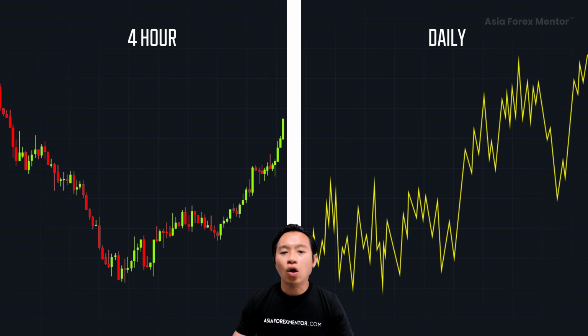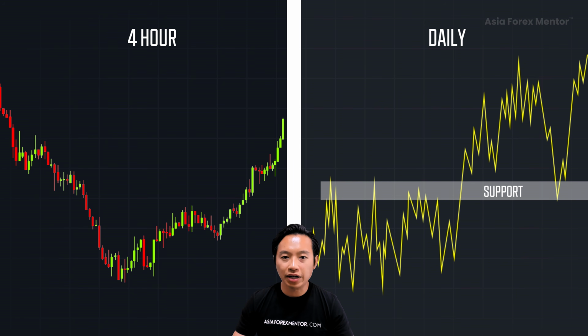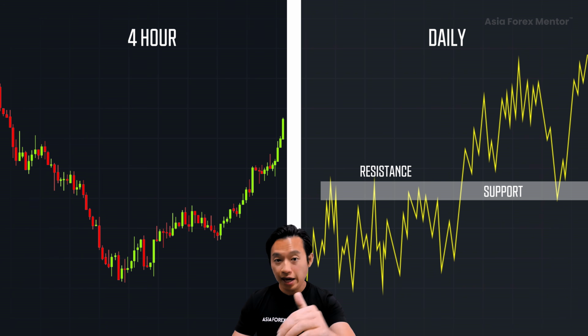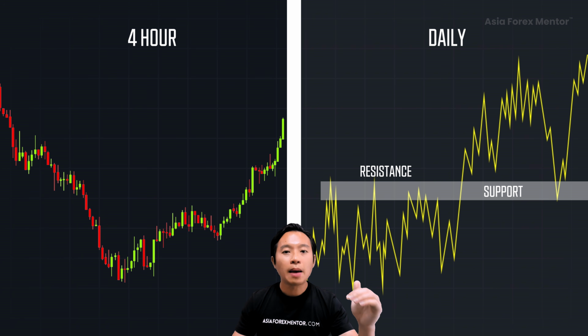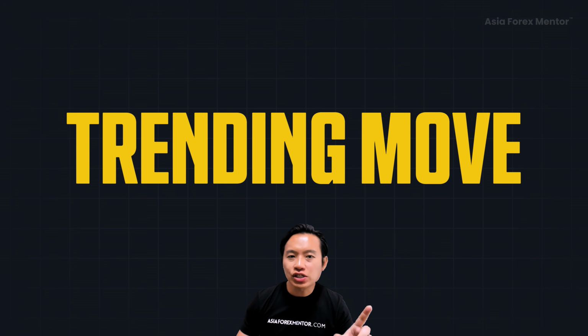Okay, so now on the daily time frame, price has reached what? This support area, right? On the daily time frame, this area has reached a previous resistance, which could now act as a support level. So the first criteria is met: price is near the higher time frame support level. Alright, so next, let's focus on the trending move.